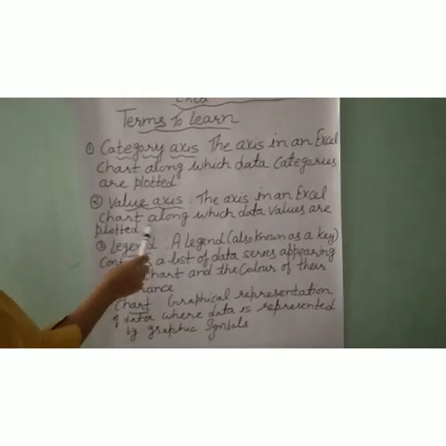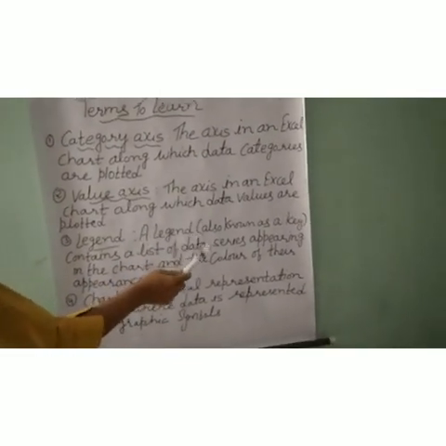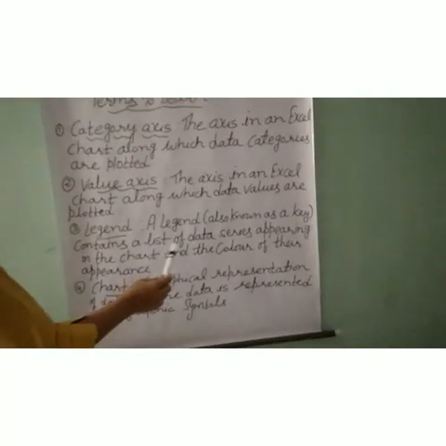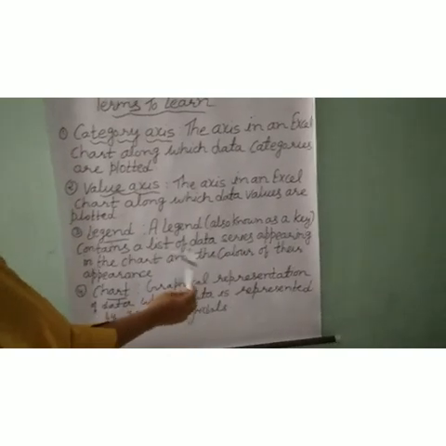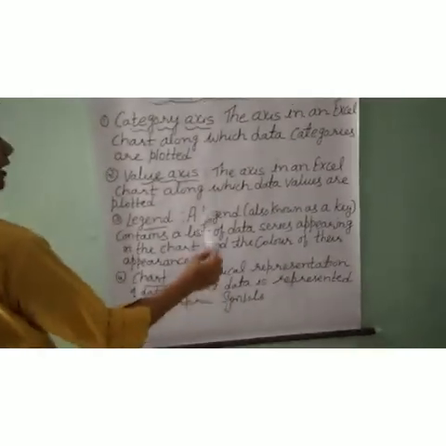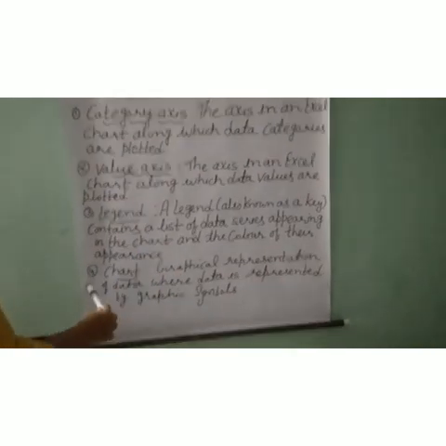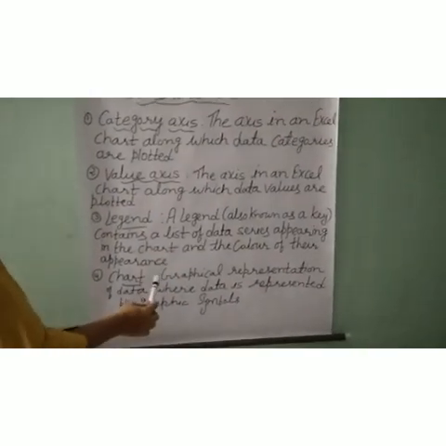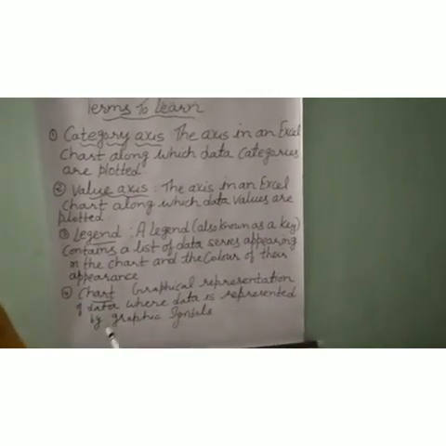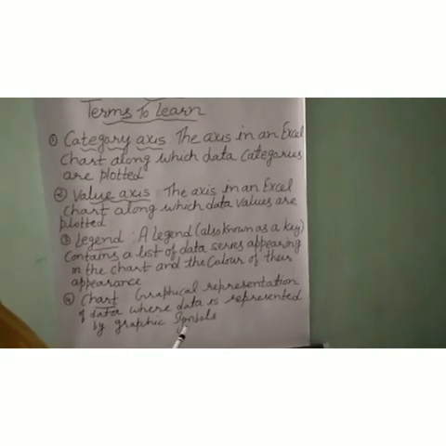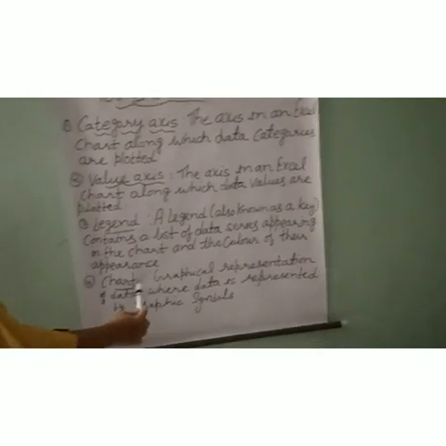Okay. Now next, third, legend. What is a legend? A legend is also known as a key. It contains a list of data series appearing in the chart and the color of their appearance. Next, fourth, chart. Chart is a graphical representation of data where data is represented by graphic symbols.